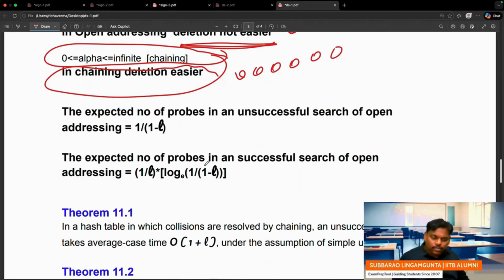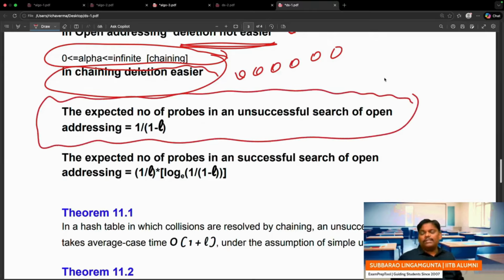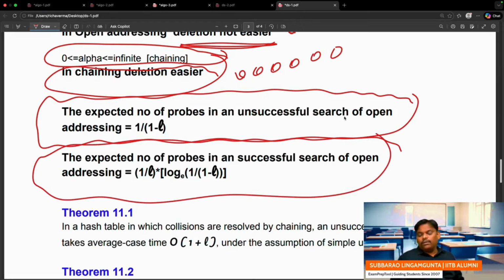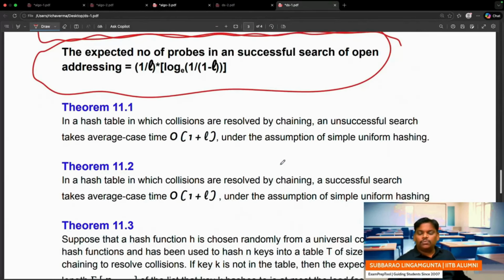Next one. The expected number of probes in an unsuccessful search of open addressing is 1 by 1 minus alpha. This formula everyone knows. The expected number of probes in a successful search is 1 by alpha times ln of 1 by 1 minus alpha. Ln means log to base e. These two formulas are already in the class notes. Please take care. Next one, some theorems are also there.